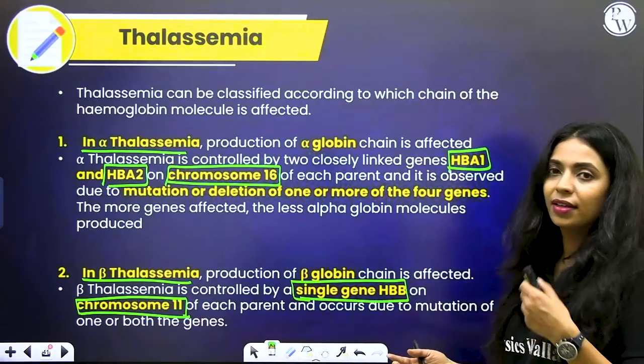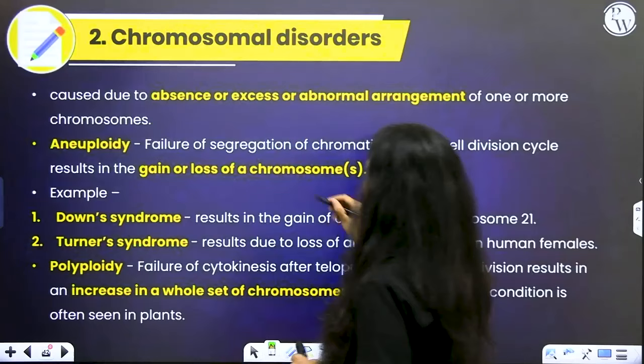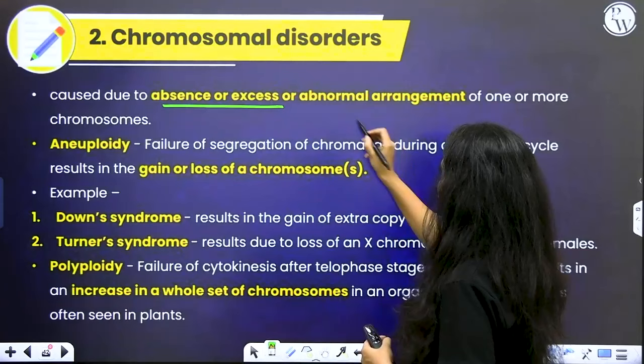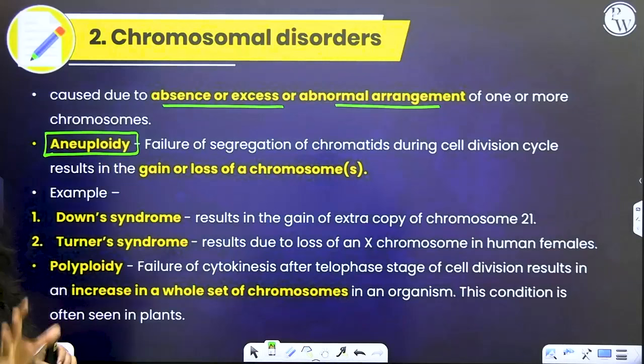Okay, so that's about thalassemia. Now let's talk about chromosomal disorders. We've covered everything about Mendelian disorders. Chromosomal disorders are caused due to either an increase or decrease in the normal number of chromosomes, or if there is an abnormal arrangement of chromosomes. Whenever there is more or less than a normal number of chromosomes, we call it aneuploidy. Euploidy means proper number, correct number, normal number.